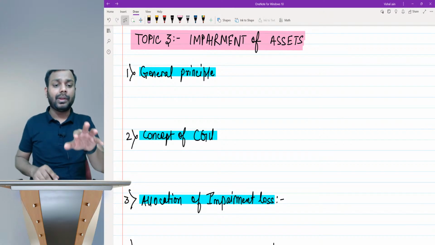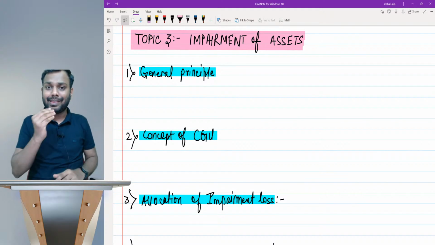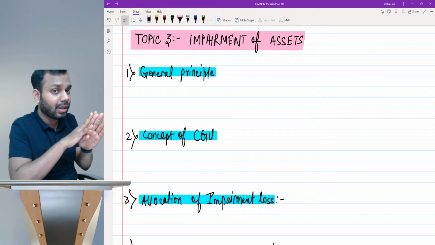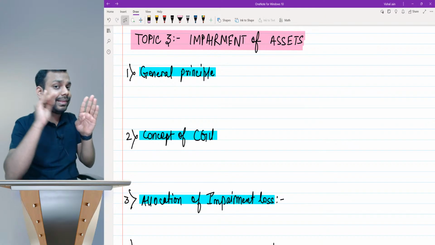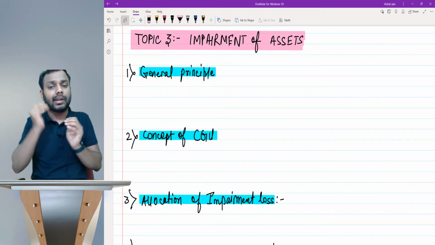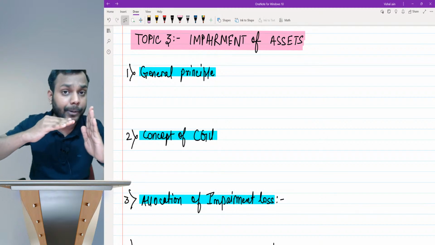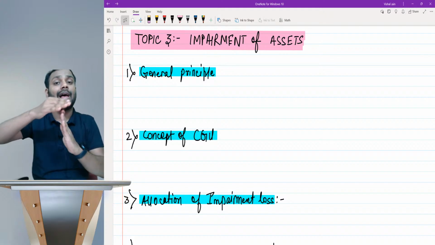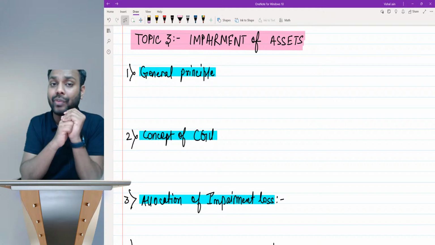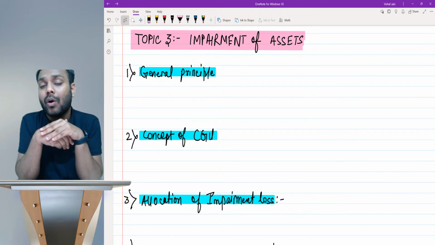Similarly, from that concept itself, this concept of impairment is coming up. It says that if the asset is recognized at a value, and its recoverable amount and its economic benefits fall lower than the value at which it is recognized in the books of account, then you have to reduce the value also. Then you have to reduce the carrying amount as well. And this reduction in carrying amount is called impairment of assets.